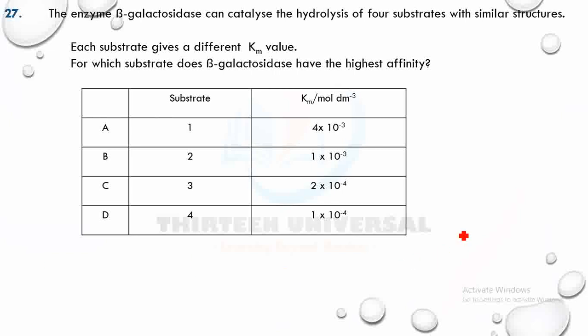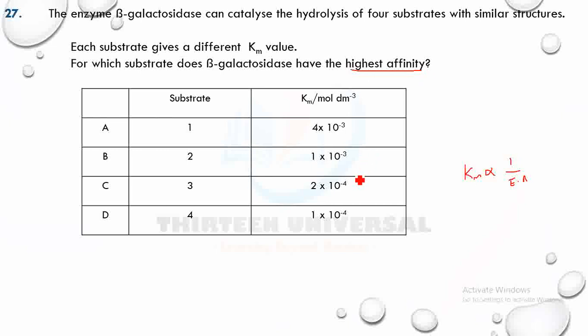Okay, don't forget that Km, remember Km, right? Km is inversely proportional to enzyme affinity. So the one that has the lowest Km will have the highest enzyme affinity. So the highest affinity will be the one that has the lowest Km.